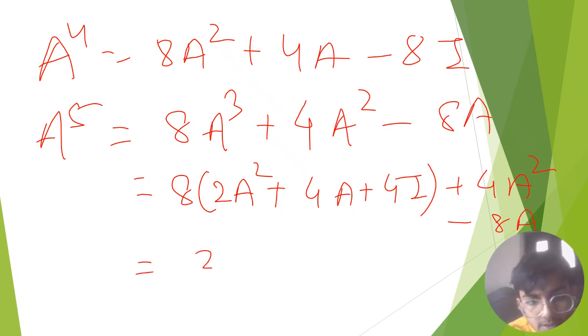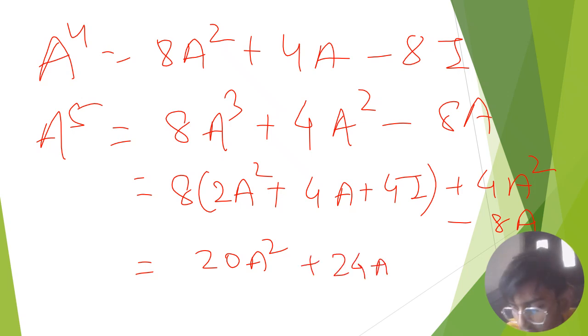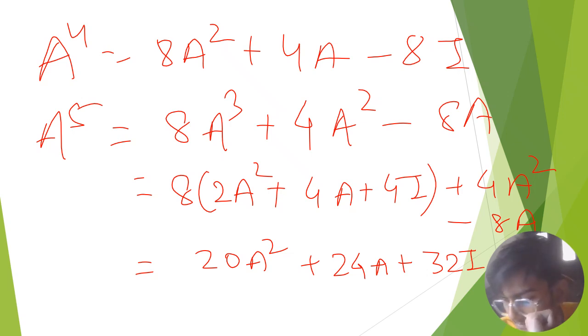16 and 4, 20. 32 minus 8, 24. 32. Some calculation we are just missing here, right? Because a plus-minus mistake is there.